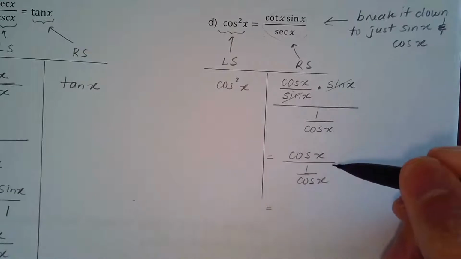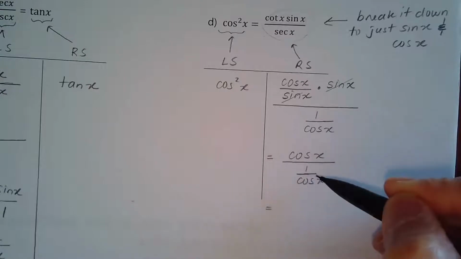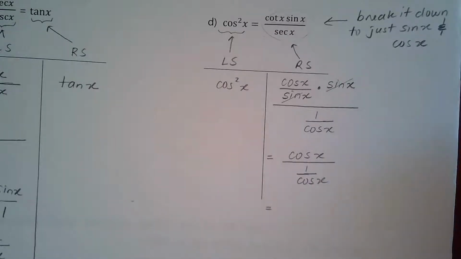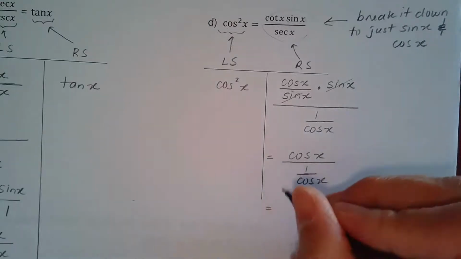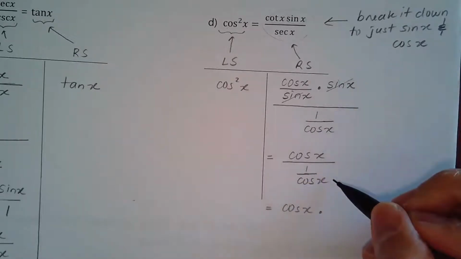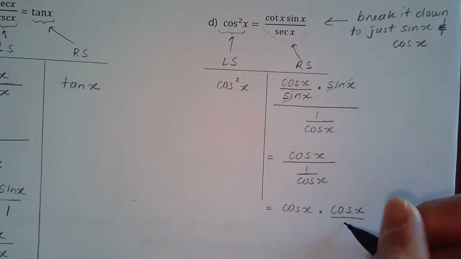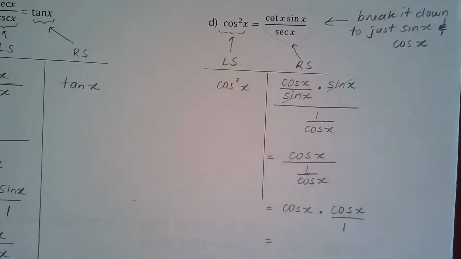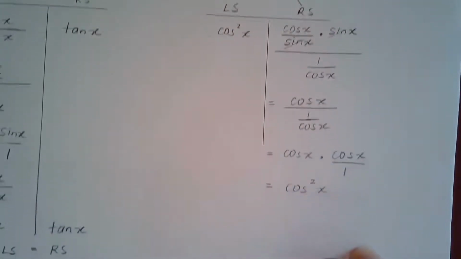So how do we deal with this one? What do we do when we have a complex fraction? This fraction has a fraction in the denominator. It's the same thing as multiplying by the reciprocal. So we can say cos of x times the reciprocal of the denominator, so that becomes cos of x over 1. And then cos of x times cos of x is going to be cos squared of x.